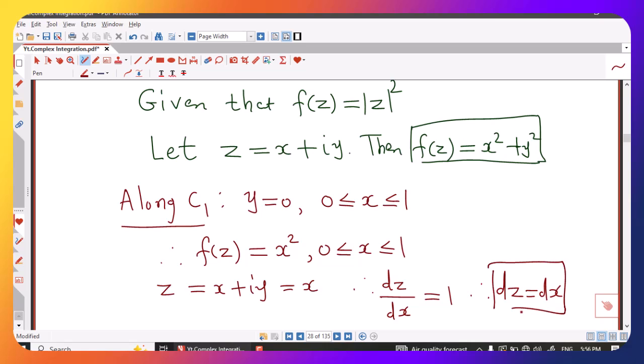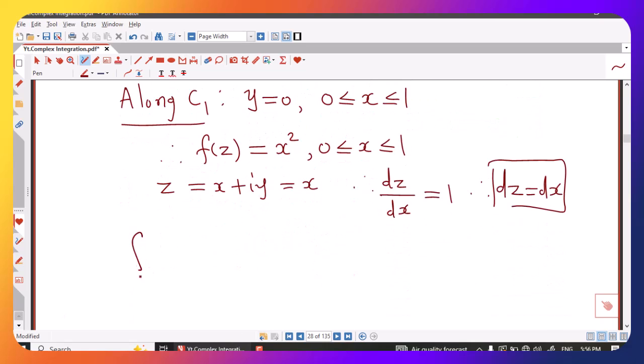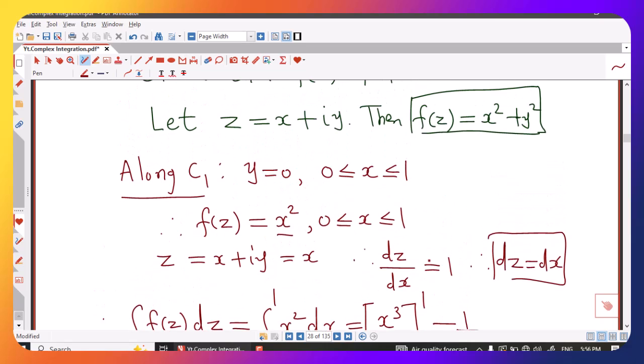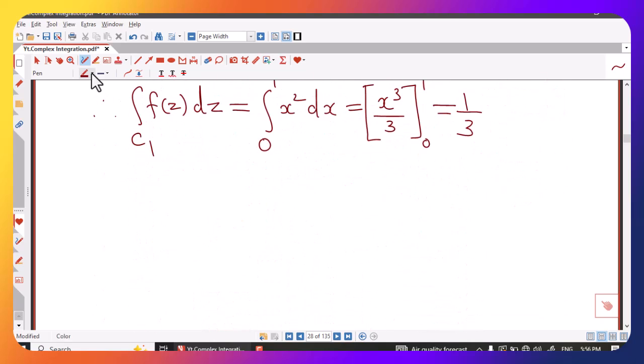So the integral of f of z along C1, therefore we will find out integrals of the given function along C1, C2, C3 and C4. So here x is from 0 to 1, f of z is x square, dz is dx, so this becomes x cube by 3, and x is from 0 to 1 and we obtain 1 by 3. So we will do calculations along each contour, because the function will be different along each contour, we will have different dz by dx along each contour.